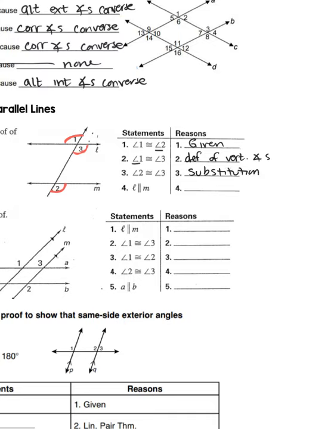And if I know angle 3 and angle 2 are congruent, I can say that my lines are parallel. So we have to think, why are we allowed to say that? What kind of relationship do angle 2 and angle 3 have? Well, those angles are corresponding angles. So because they are congruent, we can use the corresponding angles converse to finish this proof.